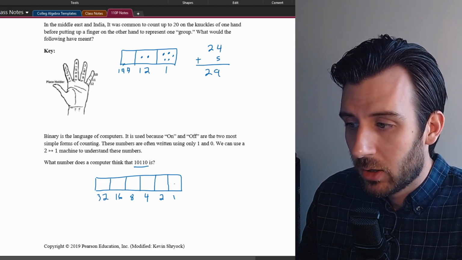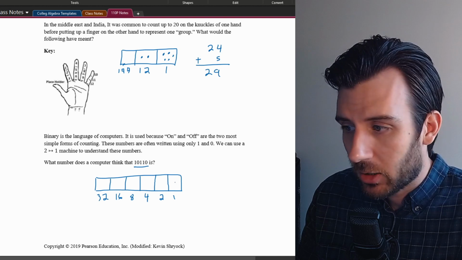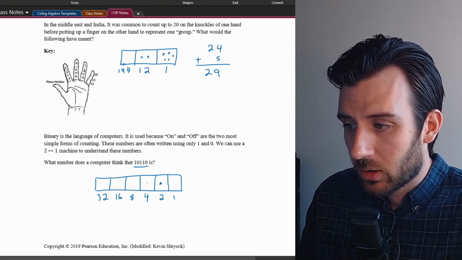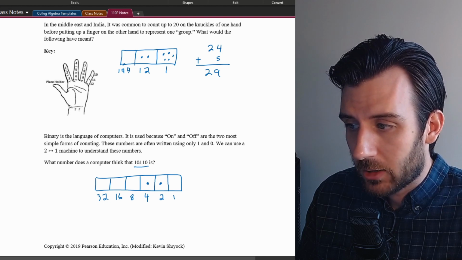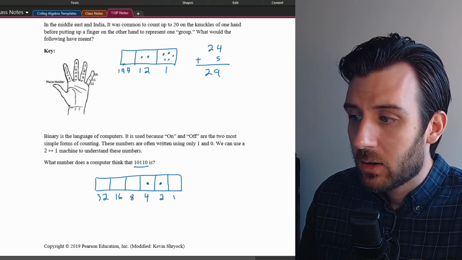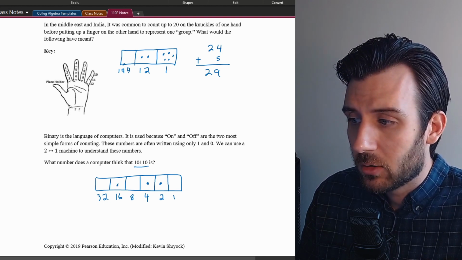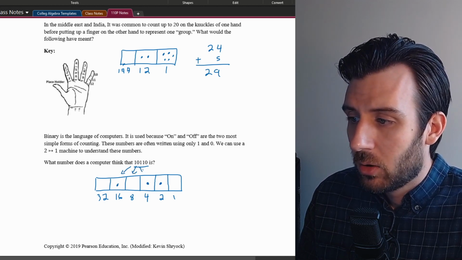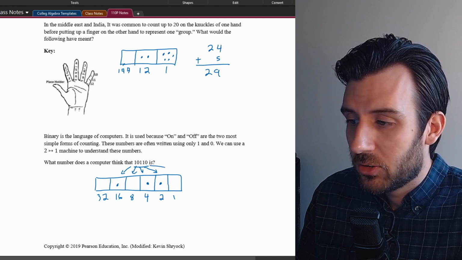We have 0 in our 1 box, so I'm not going to put any dots. I then have 1 dot that's going in my 2 box. Okay, good. And then 1 dot that goes in the 4 box. I then have nothing that goes in my 8, and I have 1 that goes in the 16. So just to clarify, the 1s went here: 0, 1, 1, 0, 1.